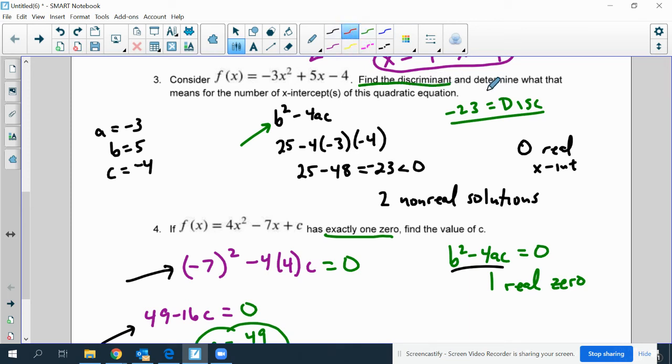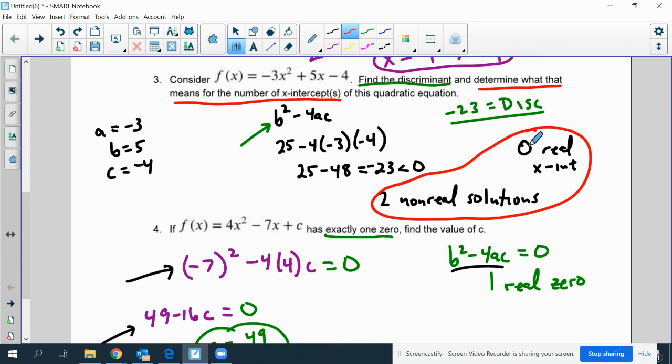Then there's another part of the question. Determine what that means for the number of x-intercepts. You need to say something along these lines. There are 2 non-real solutions. There are 0 real x-intercepts, something that actually answers that part of the question. If you're not answering that part of the question, or the part that I underline in green, then you're not answering some major part of that question. Also notice that we have 3 negatives. Negative times negative times negative is a negative number.